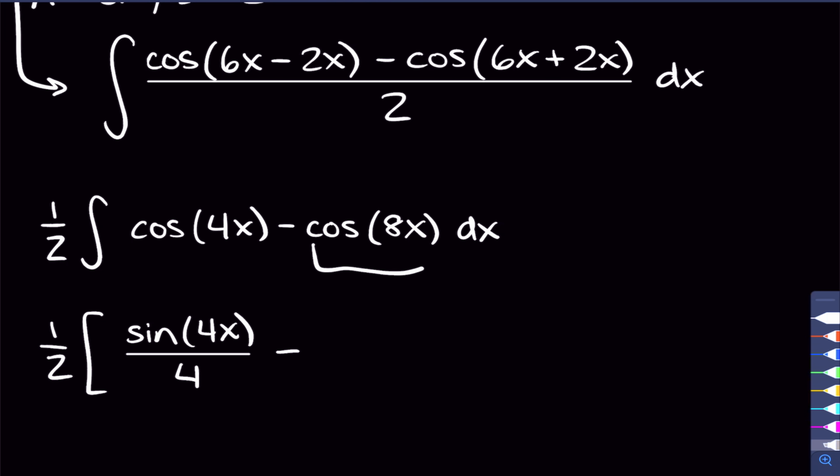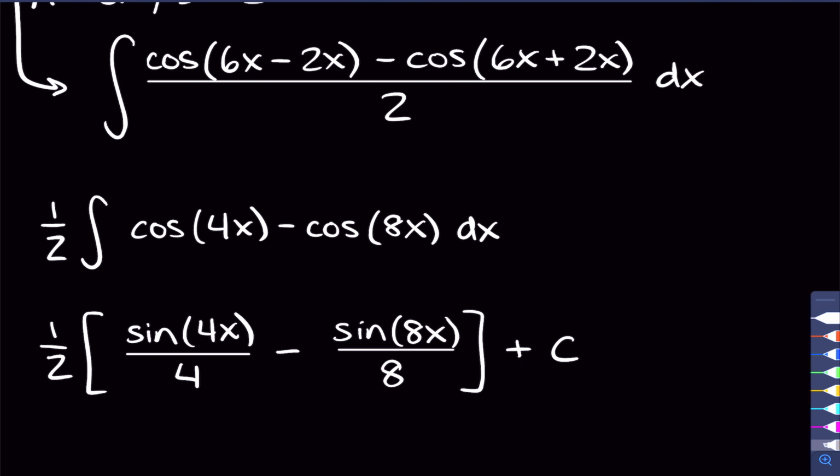Then we have minus, what's the integral of cosine of 8x? Well, what's the integral of cosine? The integral of cosine is sine, and again, leave the inside alone. And then divide by the derivative of the inside. The derivative of 8x is 8, so that is the thing we divide by. And then we have our plus c at the end.